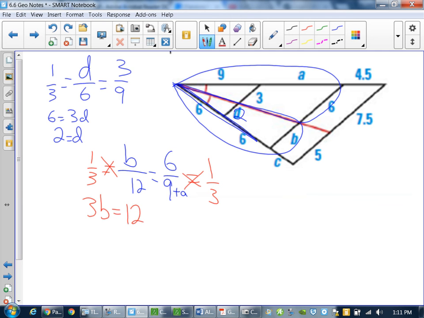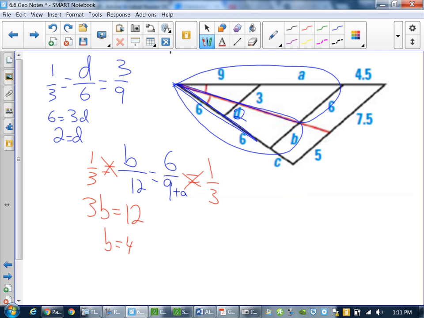Wait, why would it be 9 plus a? Why would it just be 9 plus? Because you're adding. If I have 3 feet to go, then I go 4 feet, I didn't go 12 feet. I went 7 feet because I add them together. Because we're just walking distance. Okay. So b here is 4.